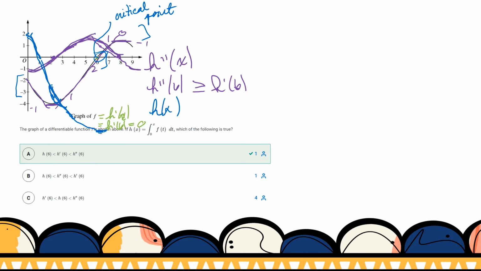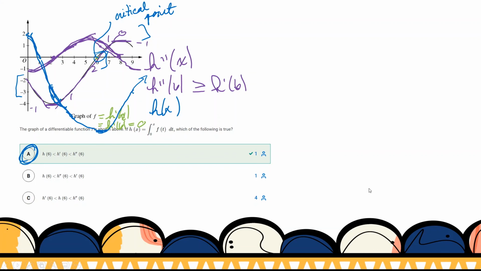And then the slope will start increasing. So this is obviously a very rough draft of what h of x looks like, but we can see that h of x is even smaller than h prime of x. And so that leaves us with answer choice A for the very last question.